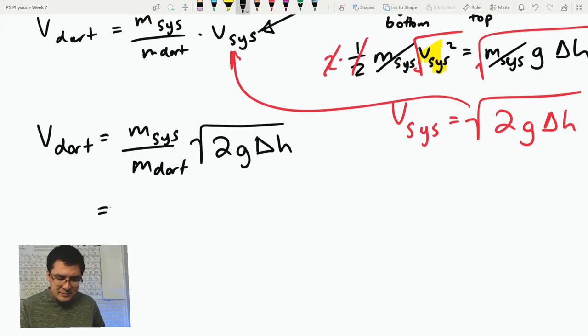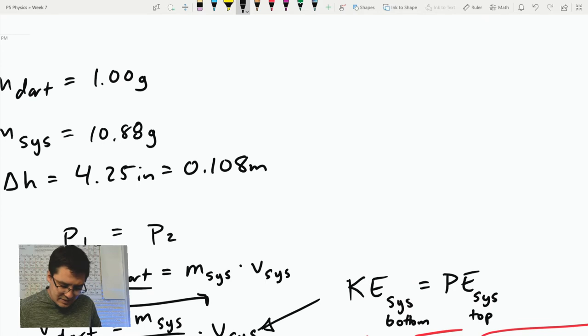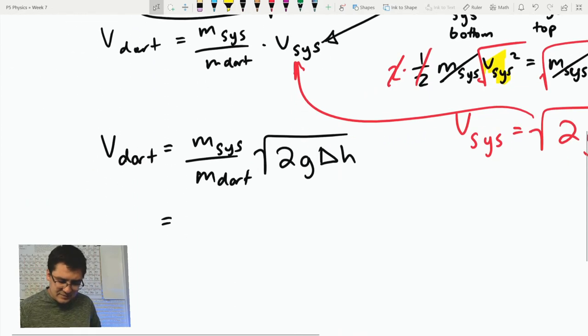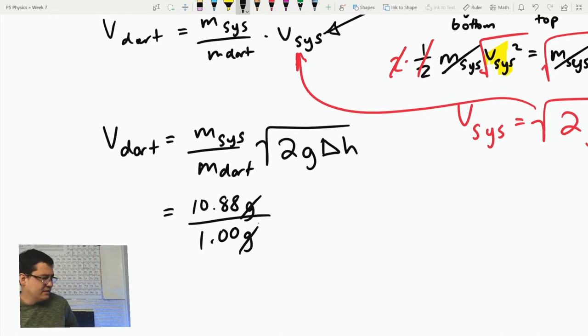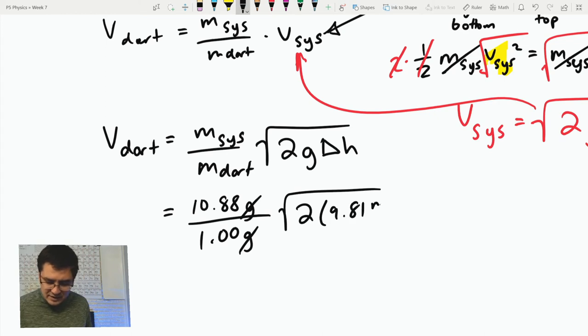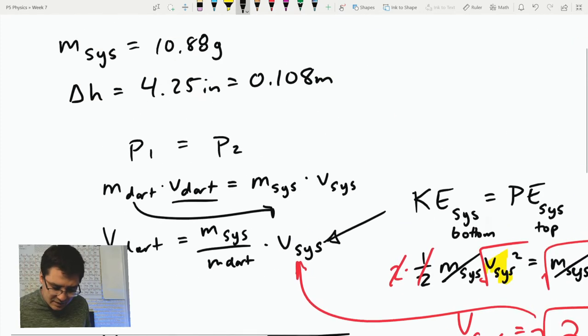So the mass of my system was 10.88 grams. And you're like, well, doesn't it need to be in kilograms? Here's the nice part. If you use the mass of the system in grams and the mass of the dart in grams, those units cancel anyways. And it turns out if you did it in kilograms over kilograms or grams over grams, it comes out with the same fraction or the same ratio, right? Just different multipliers in there, but the units cancel and work out anyways. Okay, times the square root of 2 times 9.81 meters per second squared times delta h, which was 0.108 meters.